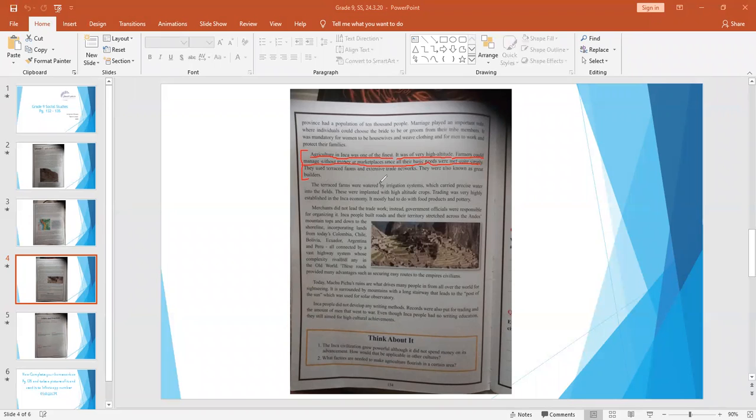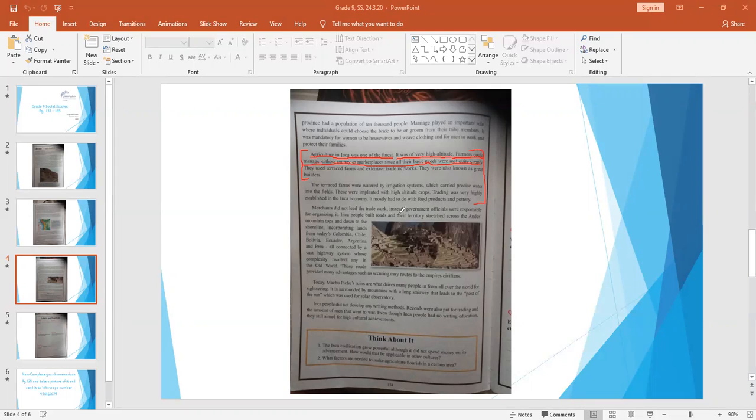The terraced farms were watered by irrigation systems which carried precise water into the fields. These were planted with high altitude crops. Trading was very highly established in the Inca economy. It mostly had to do with food products and pottery. Again, this paragraph tells us why the Inca civilization thrived so much in their trading. Merchants did not lead the trade work. Instead, government officials were responsible for organizing it.